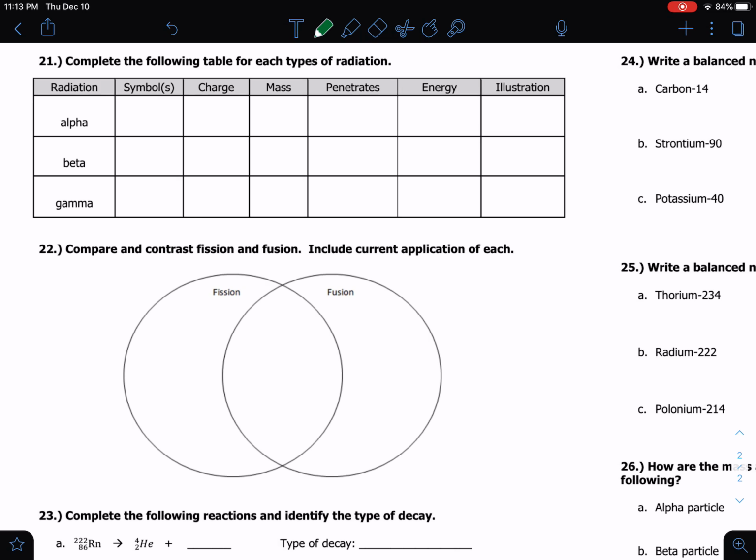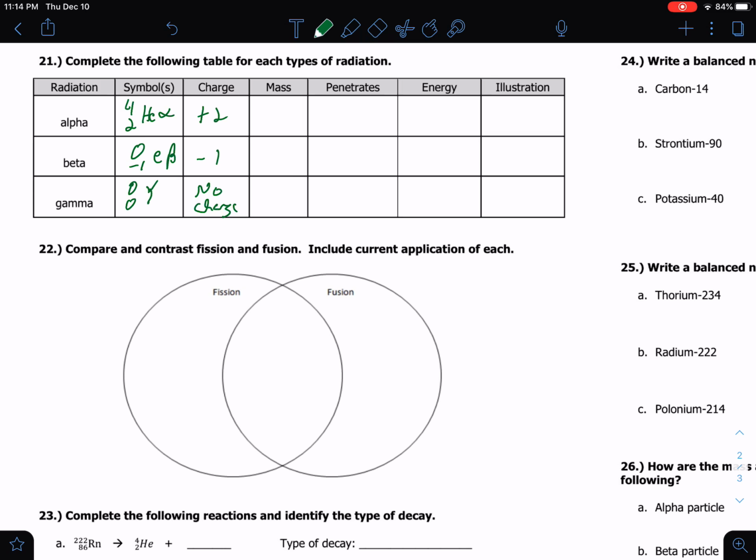So alpha, remember, alpha is going to be the 4, 2 helium, or it can be the little fish symbol. Beta was the 0, -1 e, or you could do the B with a little tail. Either one. And then gamma was just the 0, 0, gamma. The charge of an alpha would be +2. So the main thing you need to know is that alpha has a positive charge, beta has a negative charge, and gamma has no charge.